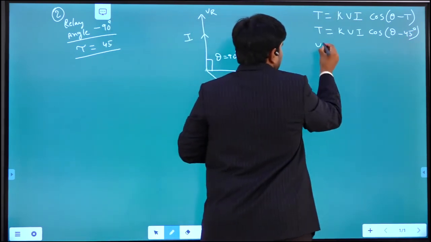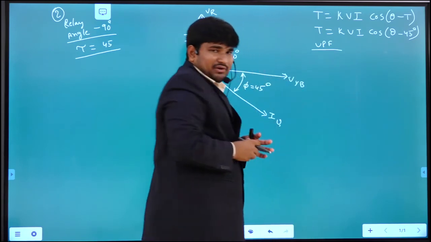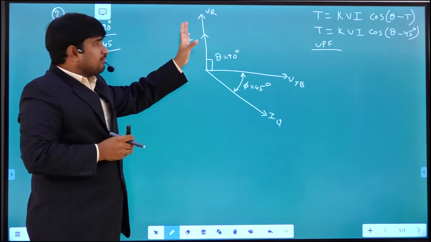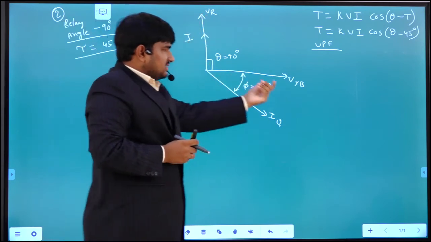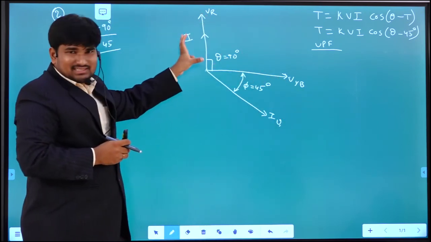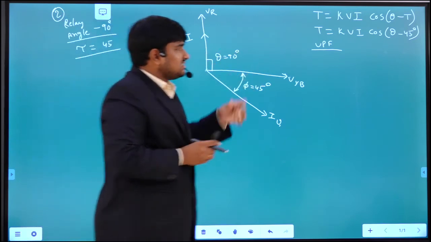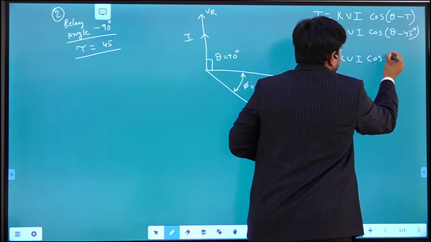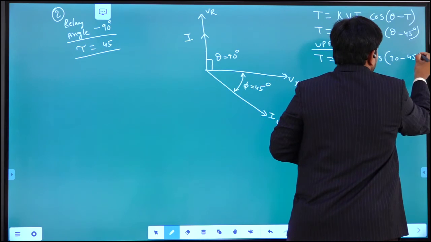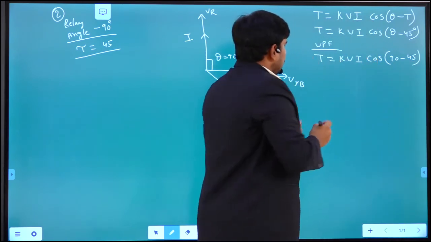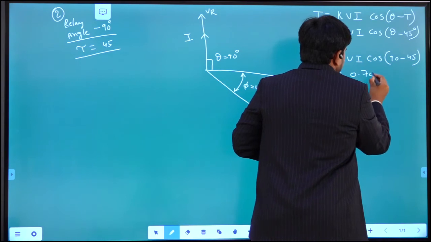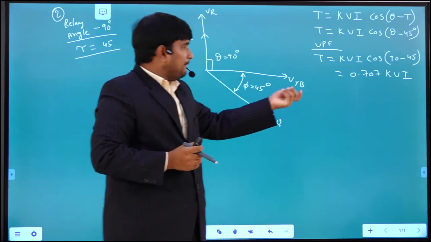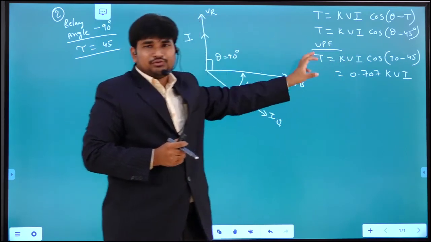The first case is unity power factor. For unity power factor there is no change. The current is in phase with the phase voltage VR, and the same for VYB. So the angle between these two is 90 degrees. So theta is 90 degrees. So T is equal to KVI into cos of 90 minus 45. What is cos 45? 1 by root 2, that is 0.707 K times VI. That means 70% of maximum torque is achieved during unity power factor.